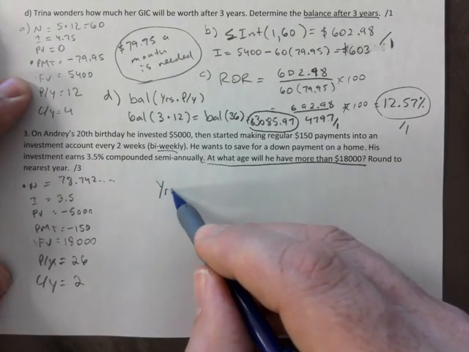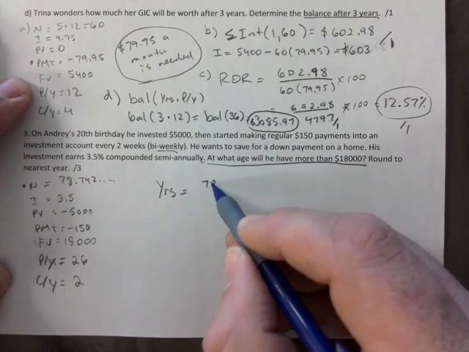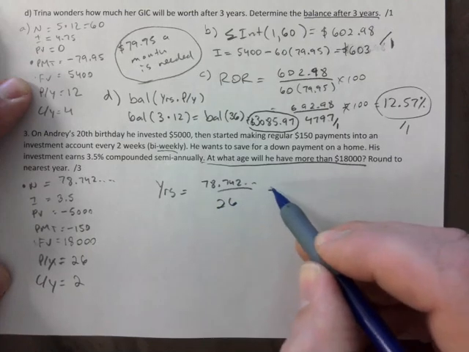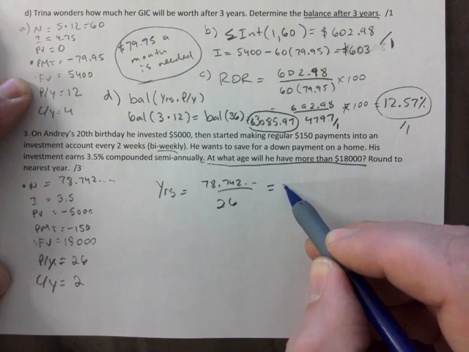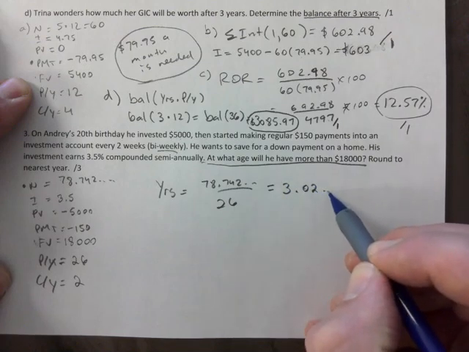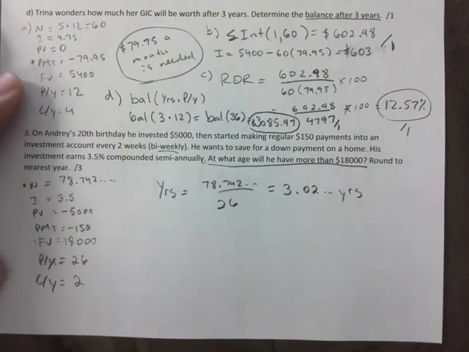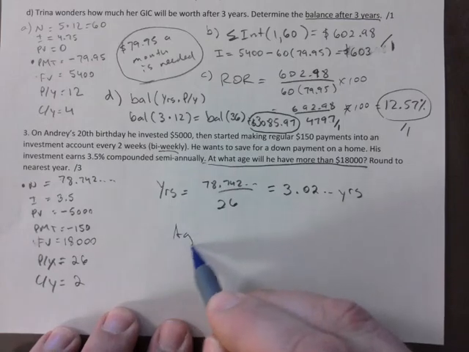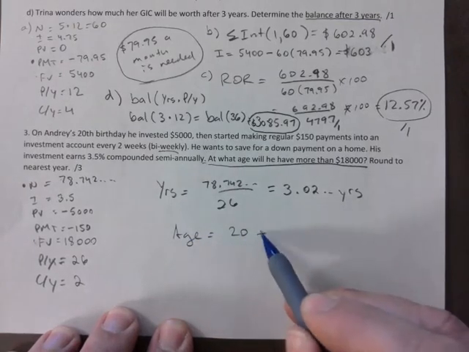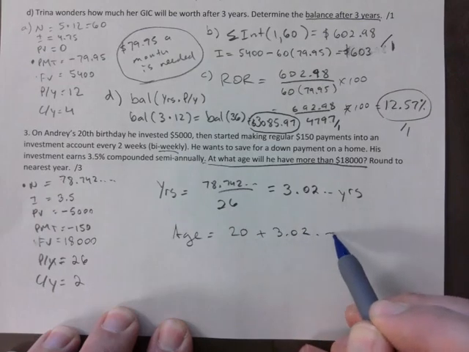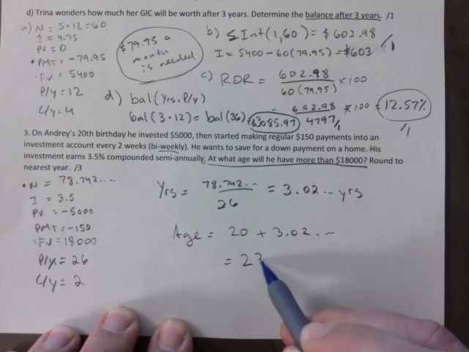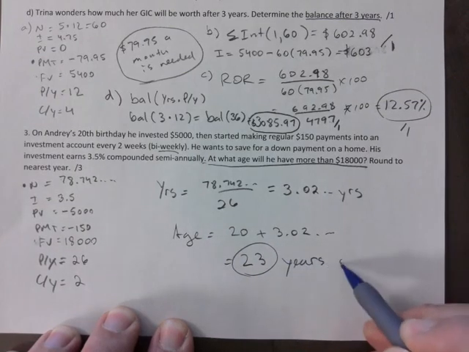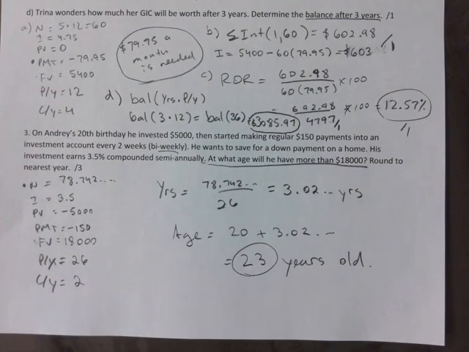And so how many years would that be? 78.742 something divided by PY. So that amounts to 3.02 something years that have gone by, okay? So age will be 20 plus 3.02 something. So that's 23 rounded, right? 23 years old, if you want to be specific.